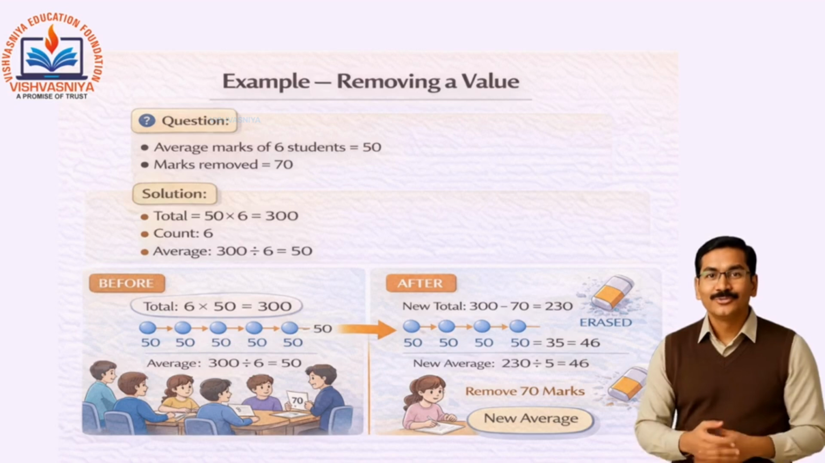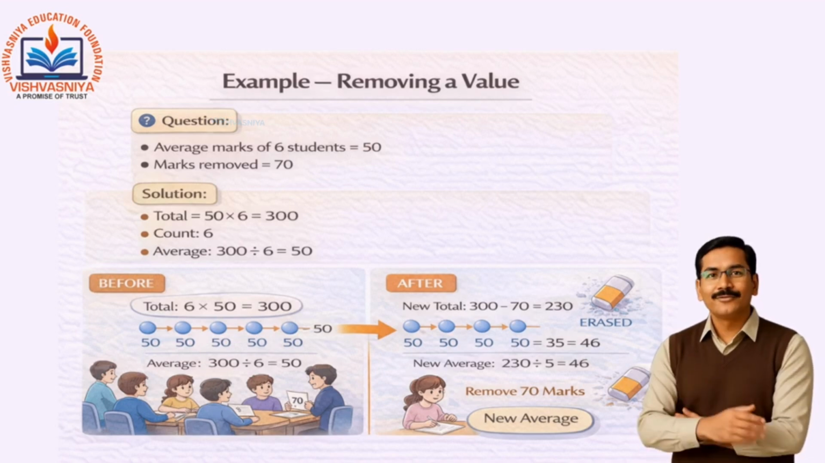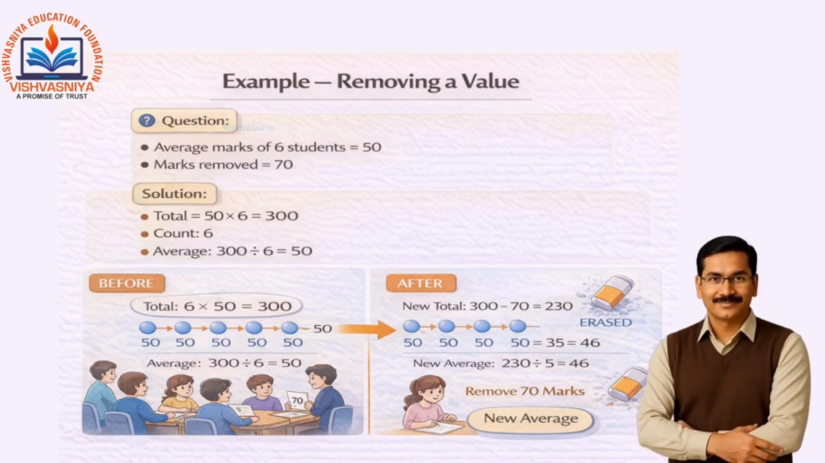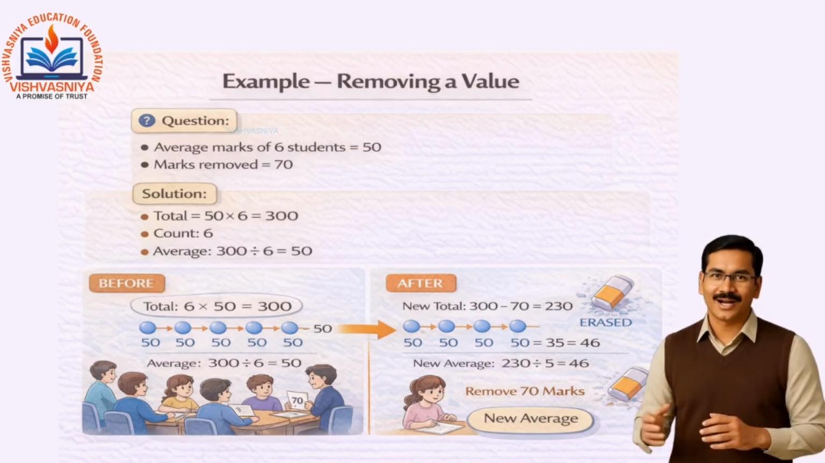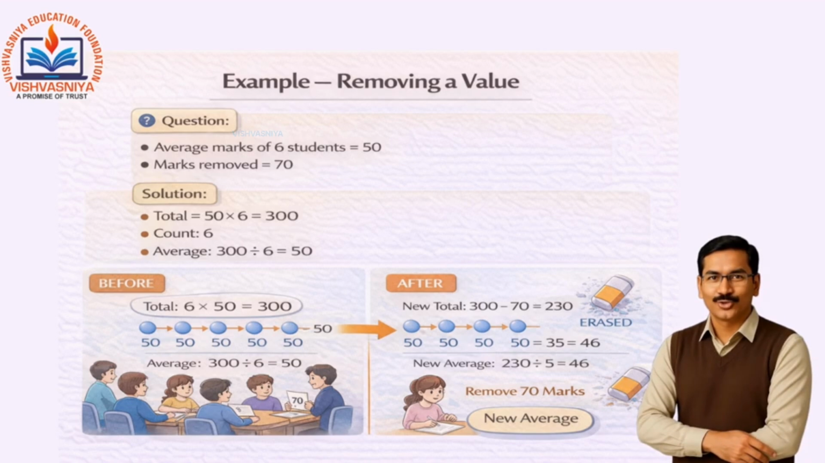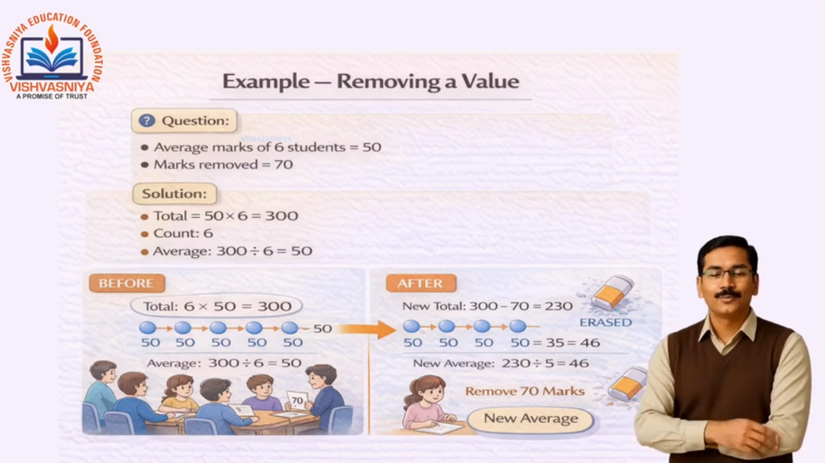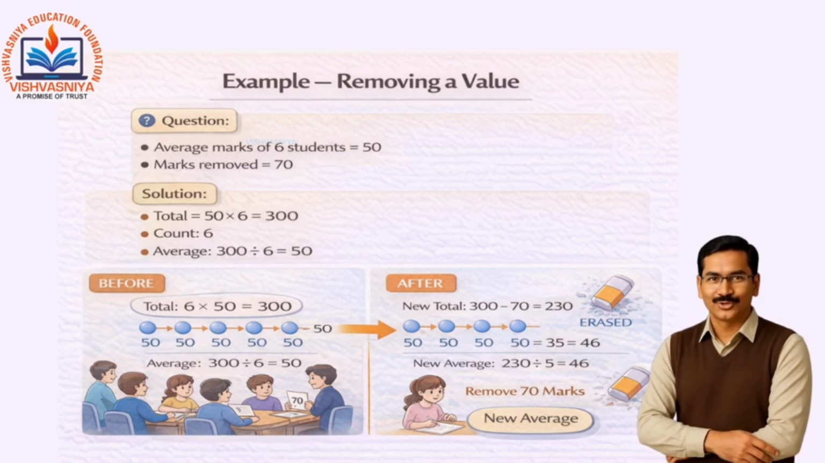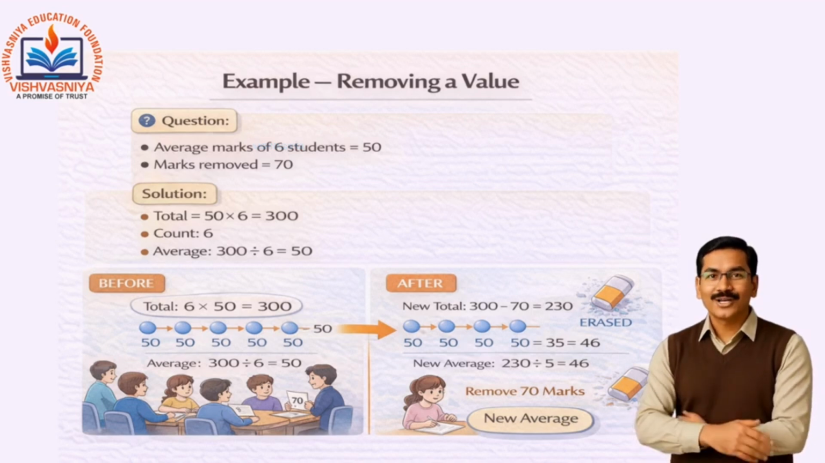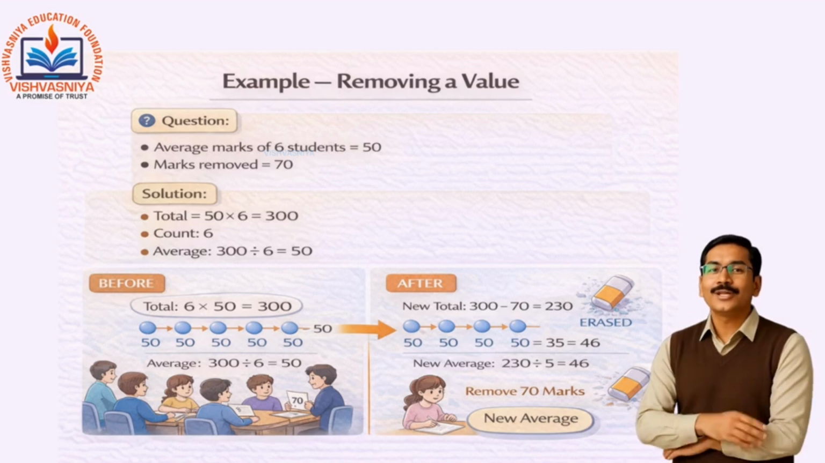The average marks of 6 students are 50. First, we find the total marks by multiplying 50 by 6. The total marks become 300. If one student who scored 70 marks leaves the group, the new total marks become 300 minus 70, which is 230. Now the number of students is 5. The new average marks are calculated by dividing 230 by 5, which gives 46.